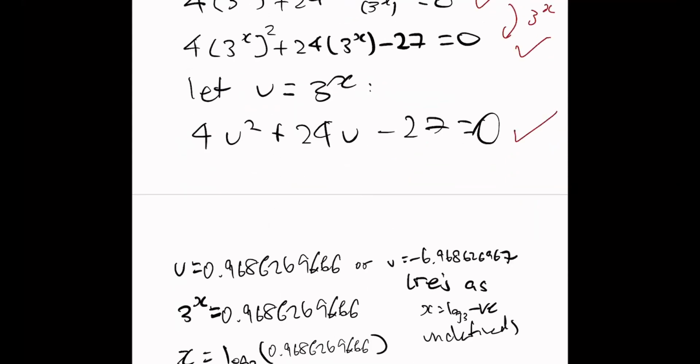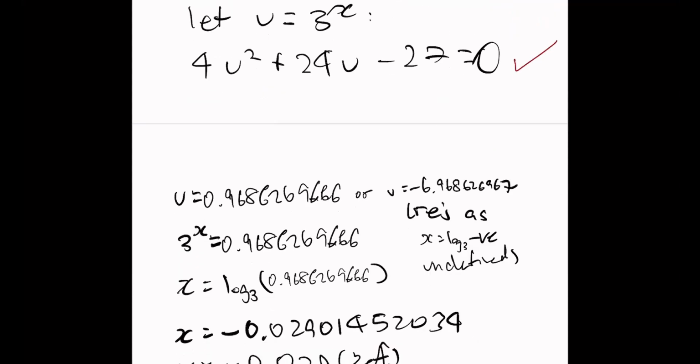Okay, solving for u, it's again a quadratic equation. Just sub into the calculator for 4, 24, minus 27. What do you get? 0.968. Good. Negative 6.968. Good. Then you sub the u back with 3 power x. You get this guy and this guy. And then you just skip a step. You just take log base 3 of a negative number straight away, undefined, you reject it.